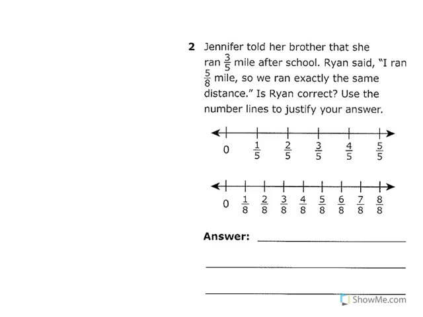Question number 2. Jennifer told her brother that she ran 3/5 miles after school. Ryan said, I ran 5/8 miles, so we ran exactly the same distance. Is Ryan correct? Use the number line to justify your answer. So let's go ahead and box in and see, is Ryan correct? That's what we need to answer. And it tells us to use the number line below.